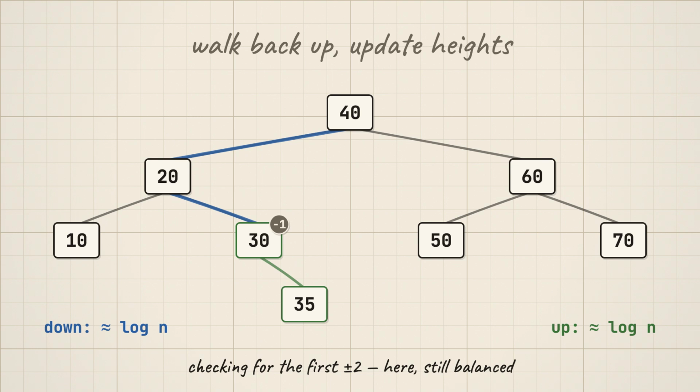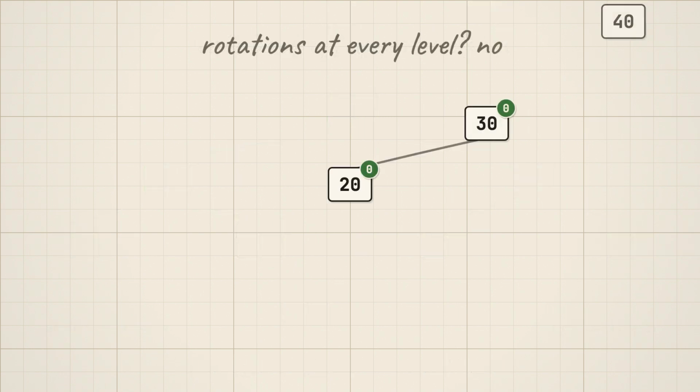Then we walk back upward, update the stored heights, and look for the first node whose balance has become +2 or -2. That upward walk also takes at most about log n steps. Could insertion cause rotations at every level?